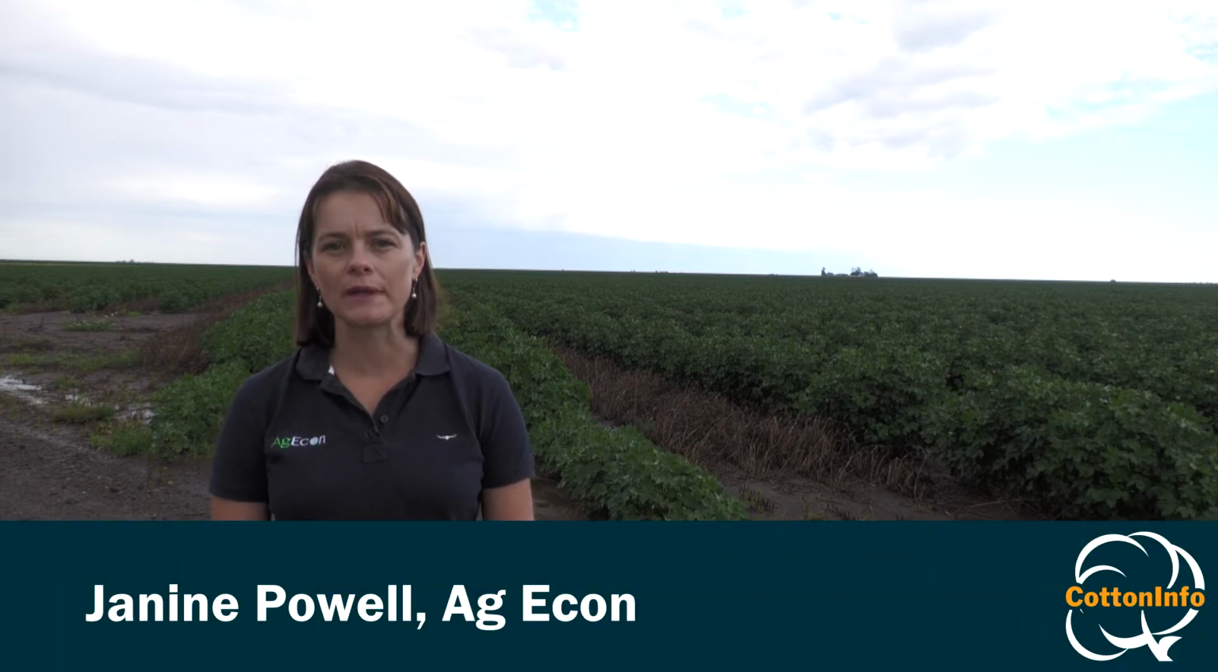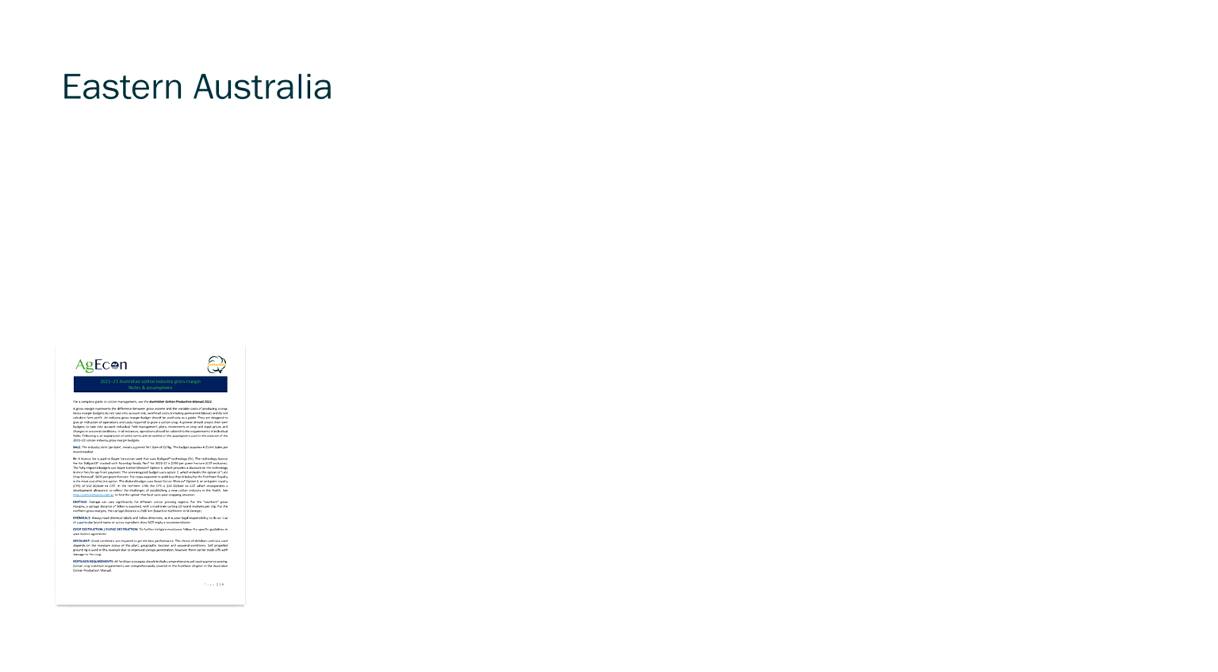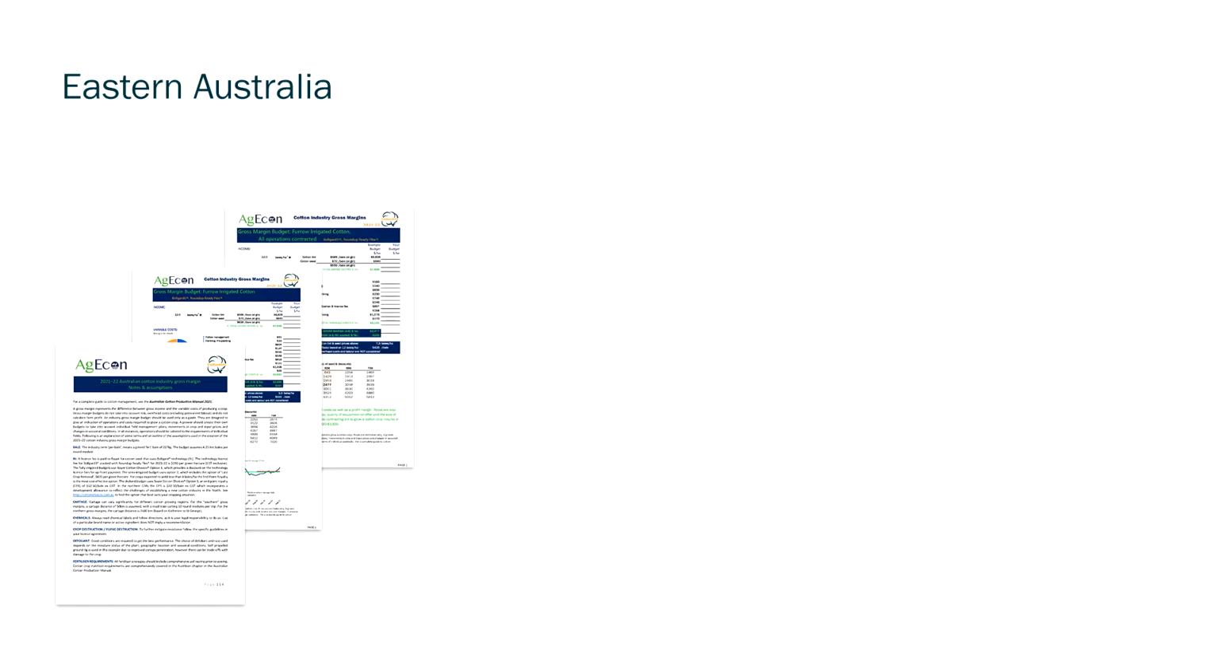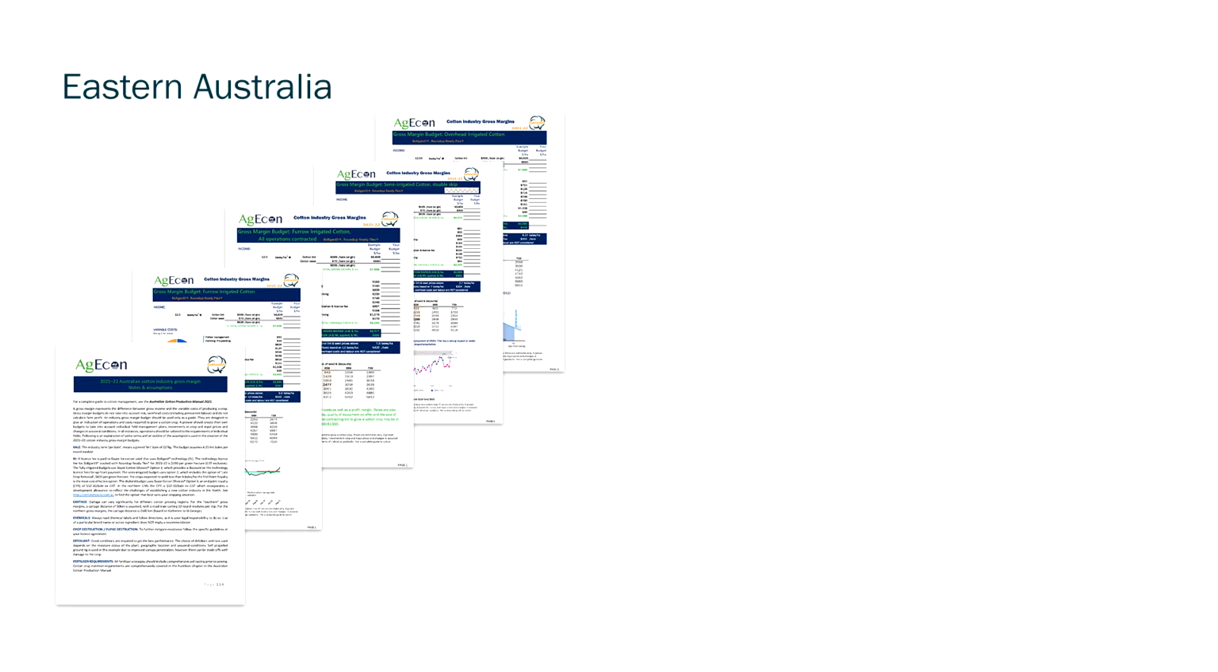The industry gross margin budgets aim to represent the incomes and costs of commercially growing a best practice cotton crop. The current suite of gross margins includes a range of production scenarios, including furrow irrigated, so that includes owner-operator costings, and then we've got another one which shows fully contracted costings. We have a semi-irrigated budget, an overhead irrigated budget, and a dryland or rain grown.